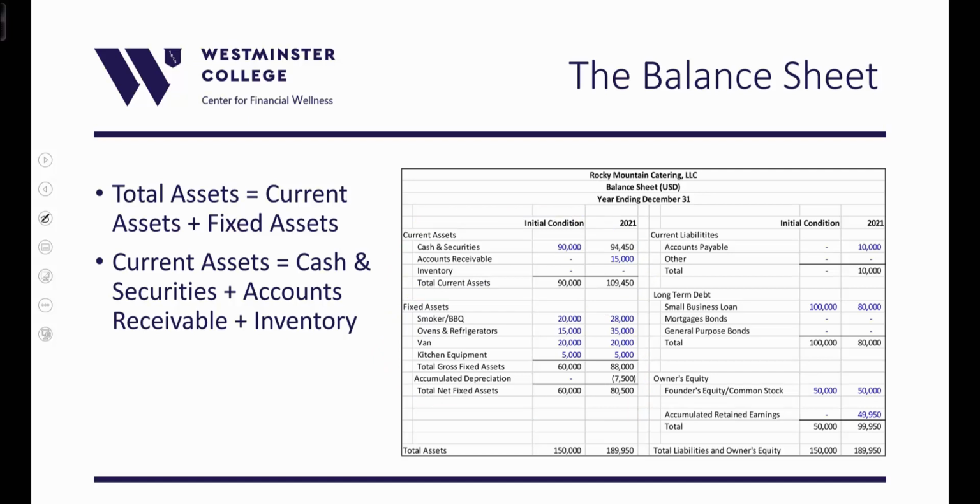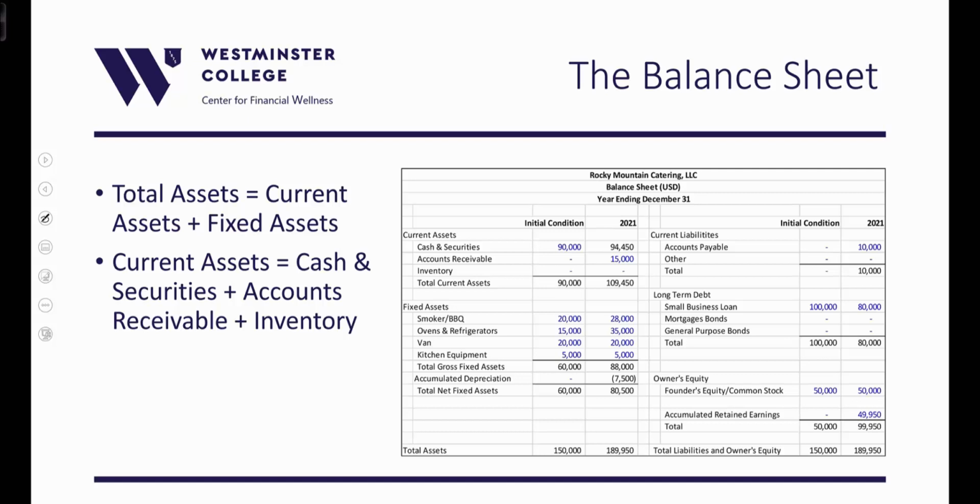But you can also take a look here at the 2021 results, where we acquired a little bit more in the way of barbecues and smokers. We went from having spent $20,000 to $28,000. We bought some additional ovens and refrigerators. We went from $15,000 to $35,000, but the van and the kitchen equipment were just left as they were. So we went from having a $60,000 cost basis in those assets to $88,000 is what they cost us.